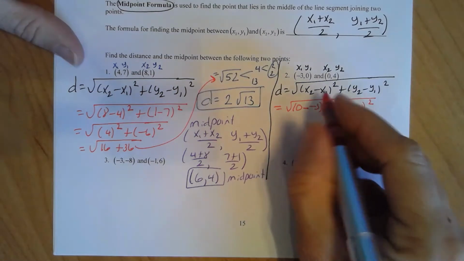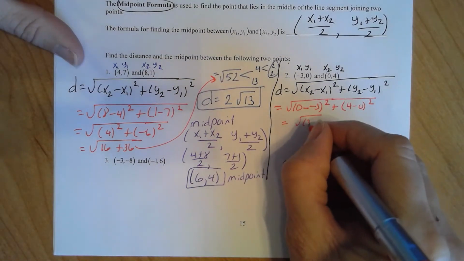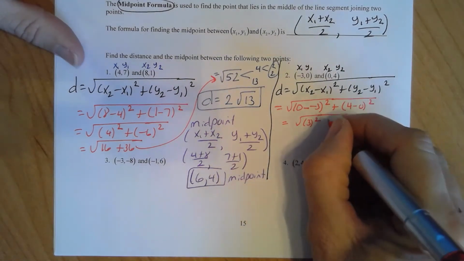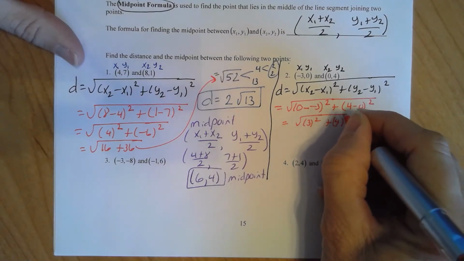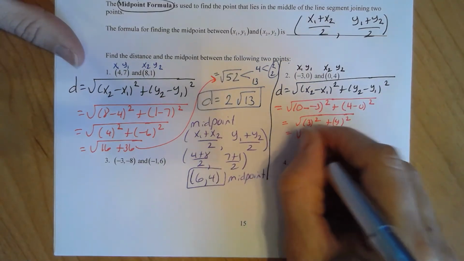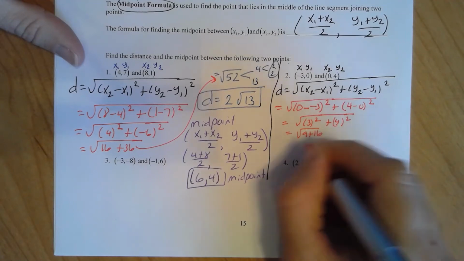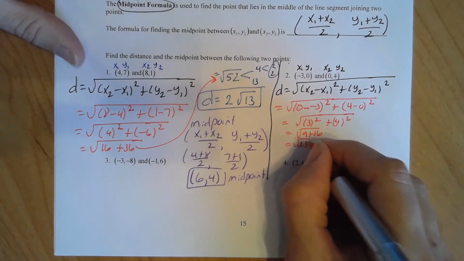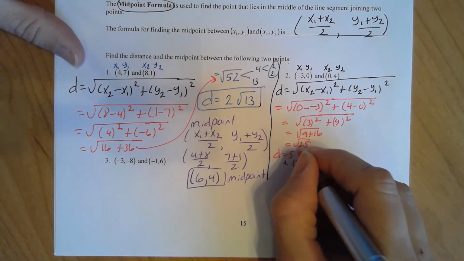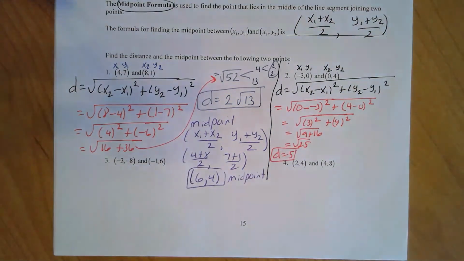These two negatives make a positive. So we end up with a 3 squared. And 4 plus 0 is 4, so 4 squared. So 3 squared is 9. 4 squared is 16, so we get the square root of 25. And there's a nice square root of 25, which is just 5.